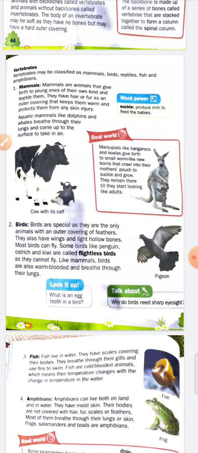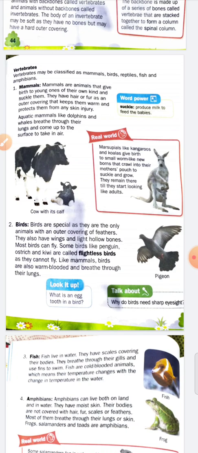Now student, if we talk about birds, birds are special as they are the only animals with an outer covering of feathers. They also have wings. And what about the bones of birds? Yes student, they have light hollow bones. Most birds can fly, and some birds cannot fly. Pigeon and sparrow can fly, but some birds cannot. They are called flightless birds, like penguin, ostrich, kiwi. You can underline this point: penguin, ostrich, kiwi.